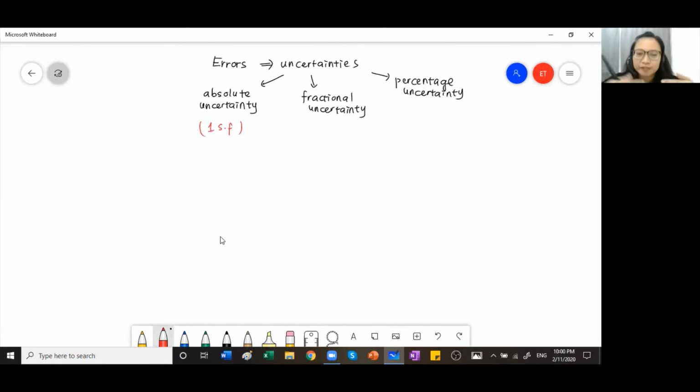Even though the mark scheme is a little bit lenient on that, I'm going to stick to it. I'm going to put all my absolute uncertainties to one significant figure only, to simplify my working and to avoid some careless mistakes that I might make. The fractional uncertainty can take 1 to 2 significant figures, and the percentage uncertainty can take 1 to 2 significant figures here.